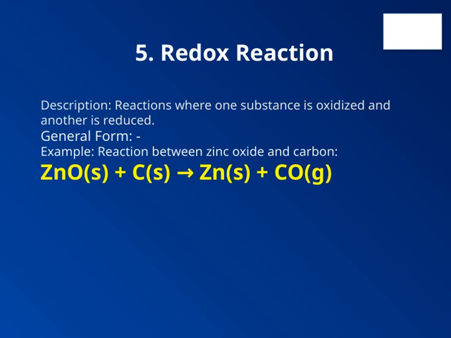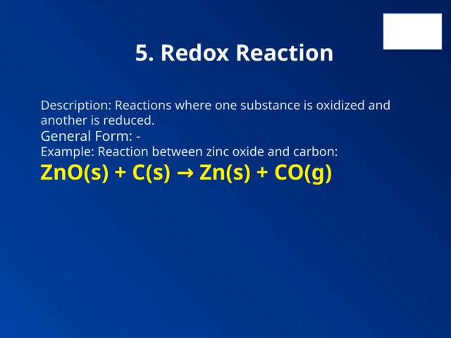For a concrete example, consider the reaction between zinc oxide and carbon. When zinc oxide reacts with carbon, zinc ions are reduced to metallic zinc, and carbon is oxidized to carbon monoxide. The reaction looks like this. ZnO plus C yields Zn plus CO.